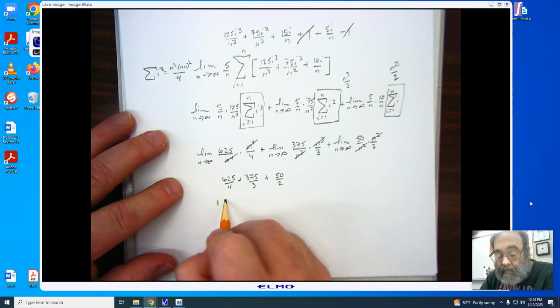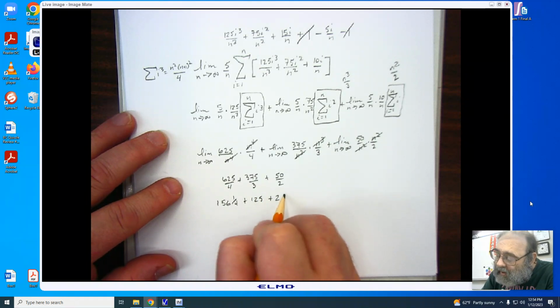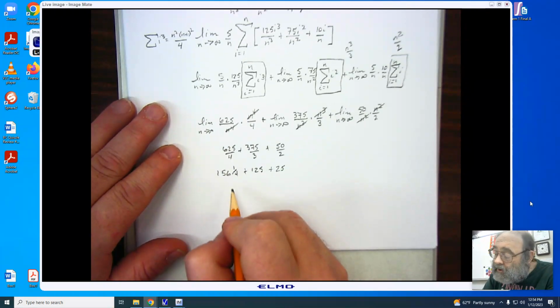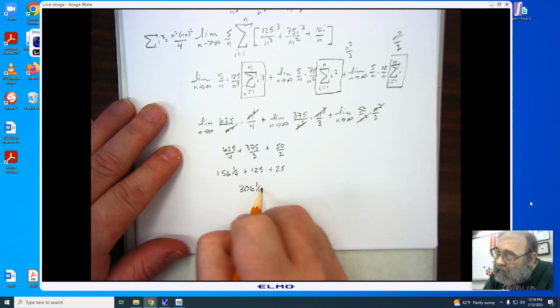This gives me 156 and 1/4. This is giving me 125, and I am then adding 25. When I finish, I am left with 306 and 1/4.